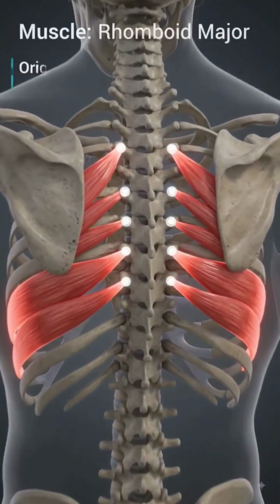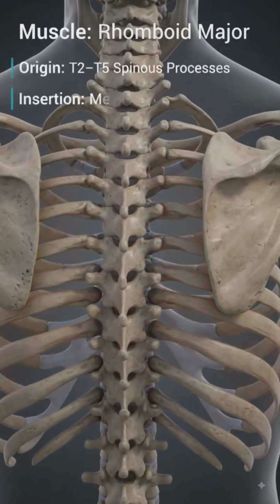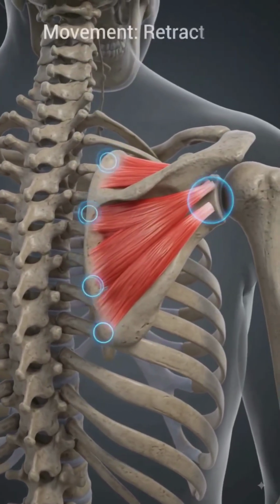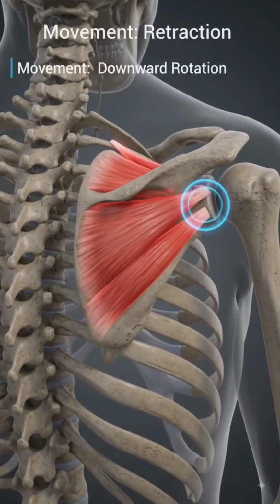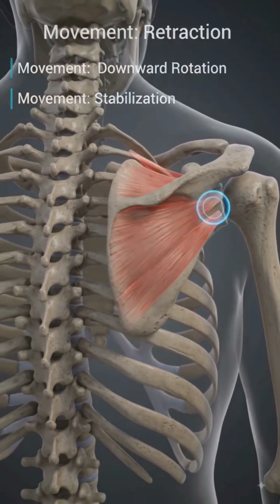Rhomboid major. Origin, T2 to T5 spinous processes. Insertion, medial border of the scapula. Movement, retracts, downwardly rotates, and stabilizes the scapula.